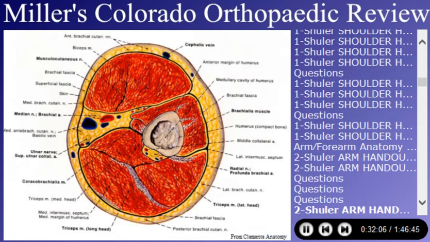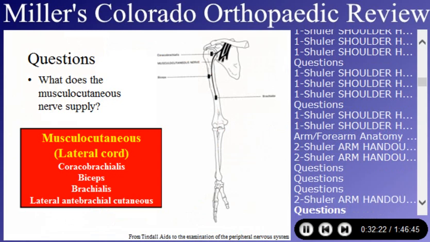This I just showed you. This is from Clemente's anatomy. It's a good cross-sectional diagram just to highlight some of those. Right here, median nerve, as we said before. Medial antebrachiocutaneous nerve is actually now its relationship directly to the basilic vein. What does the musculocutaneous nerve supply? Coracobrachialis, biceps, and the brachialis.